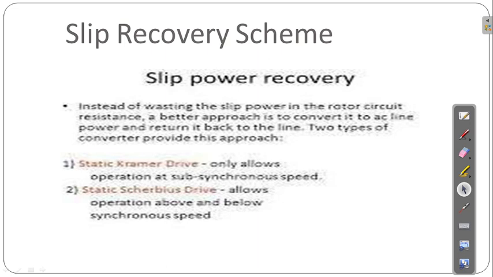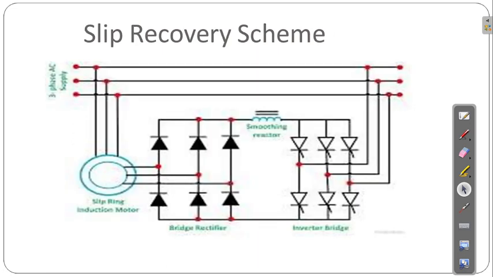Then the slip recovery scheme. See, this slip recovery, from the word itself we will know that it's recovering something. What is that? We will see here. See the diagram. There is a 3-phase power supply over here, and there is a slip ring induction motor. Then it will be a bridge rectifier, a smooth reactor, and the inverter. Then it will connect again to the supply. Now we will have a 3-phase supply to the rotor.